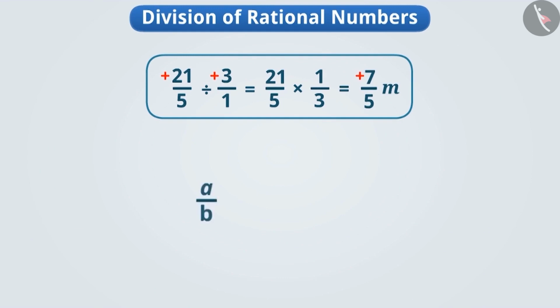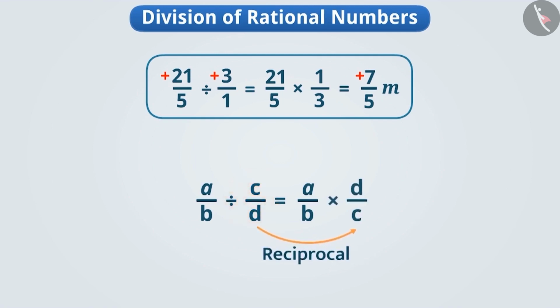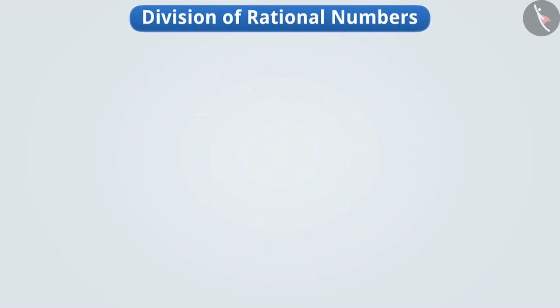So now you know that when dividing a rational number by another rational number, we keep the rational number that is being divided as it is and multiply it by the inverse of the number that is dividing it. A by B divided by C by D is equal to A by B into D by C. Let us understand this with another example. Suppose we have to divide minus 12 by 27 by 6 by 33. Can you tell how we will do it? Think for a while.